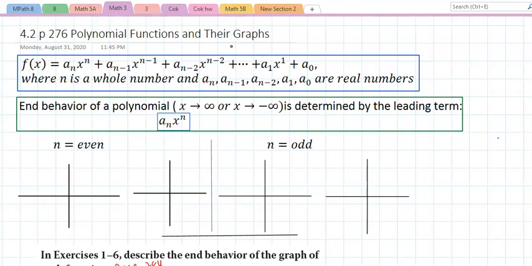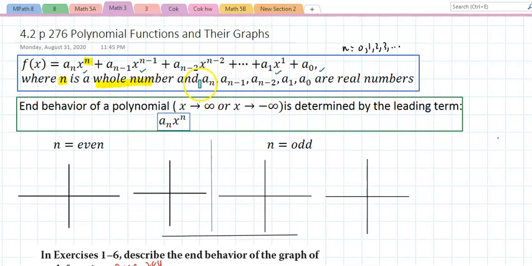So in 4.2 we're given the factored polynomials, we're going to graph them. In the remainder of the chapter we're going to factor the polynomials so that we can graph them. So this is a crucial section. A polynomial f of x equals a sub n x to the n plus a sub n minus 1 x to the n minus 1, all the way to a sub 1 x plus a sub 0, in which n is a whole number. That means n could be 0, 1, 2, 3, no fractions, no decimals, and no negative numbers.